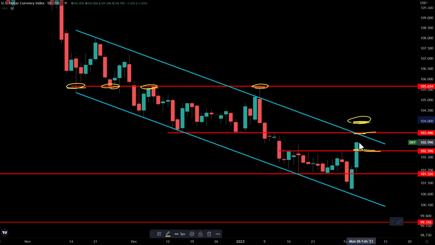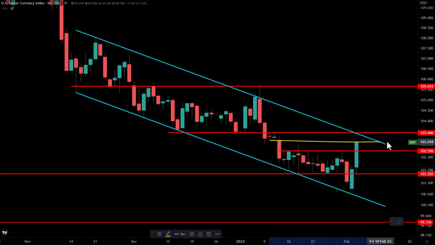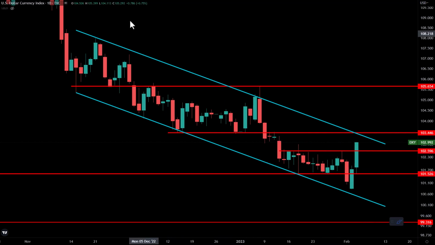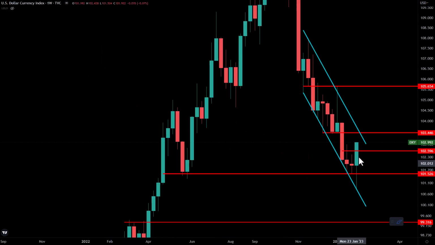Alternatively, if we were to get a close right back below 102.60, then it could confirm that we're just looking at more range-bound price action for the DXY, like we've seen for the past few weeks. But just keep in mind that this is a very significant area for the DXY, and you can see on the weekly time frame just how bullish last week's candle looks.